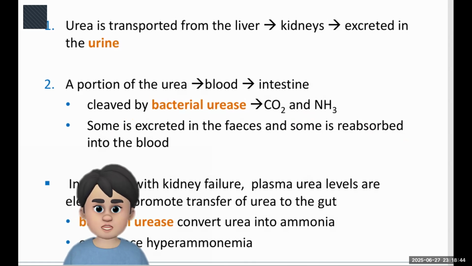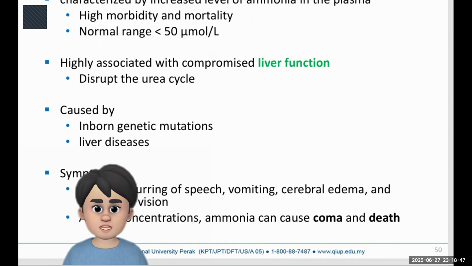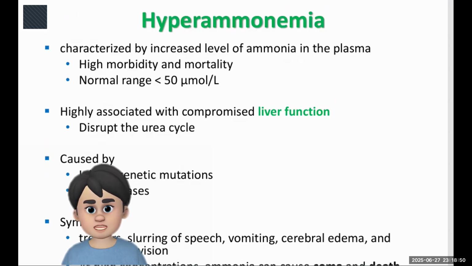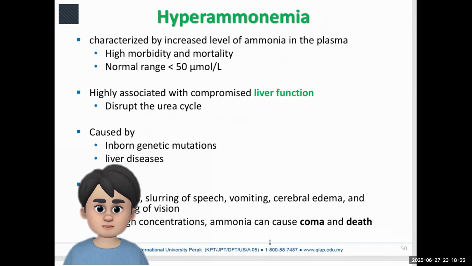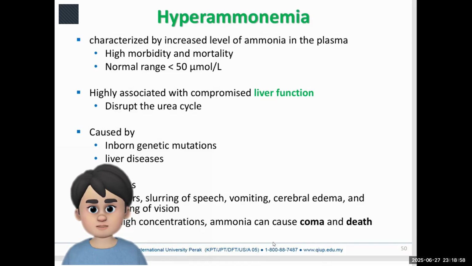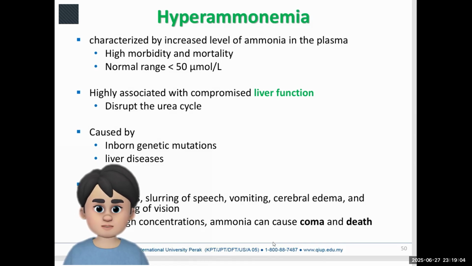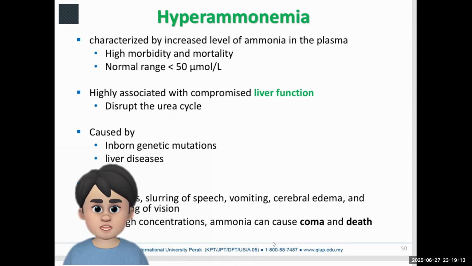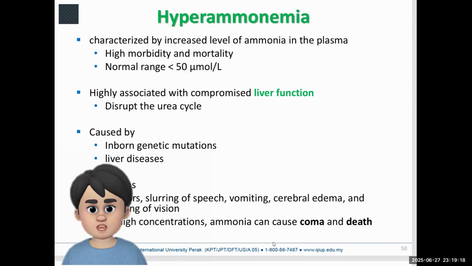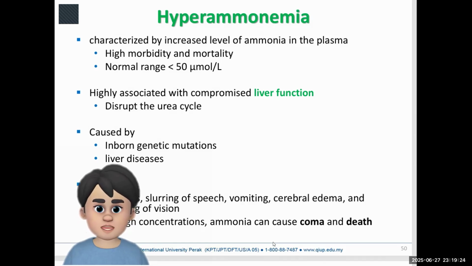This can lead to hyperammonemia. The next topic is a clinical condition: hyperammonemia. That is how you pronounce it. It is characterized by an increased level of ammonia in the plasma, with high morbidity and mortality. The normal range is less than 50 micromole per liter. It is highly associated with compromised liver function and disruption of the urea cycle caused by inborn genetic mutation.